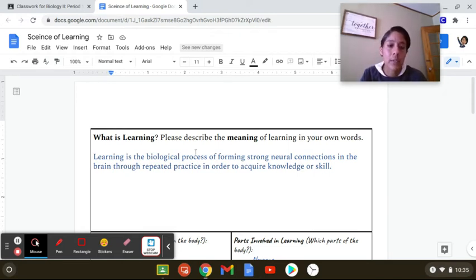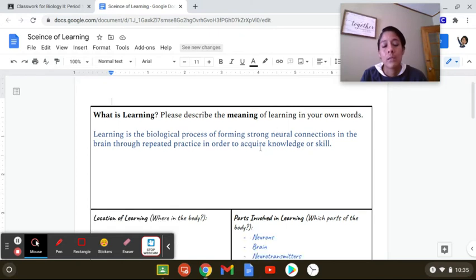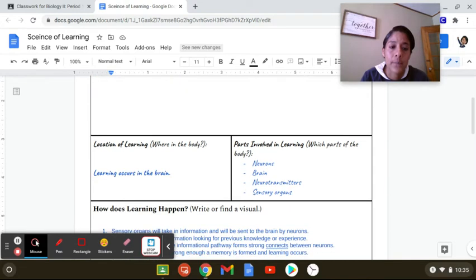So what is learning? Please describe the meaning of learning in your own words. Learning is the biological process of forming strong neural connections in the brain through repeated practice in order to acquire knowledge or skills. So, like we talked about, it's that repetitive firing of the neural connections that, once they are strong enough, will form a memory of something learned, either a specific piece of information or a particular skill.